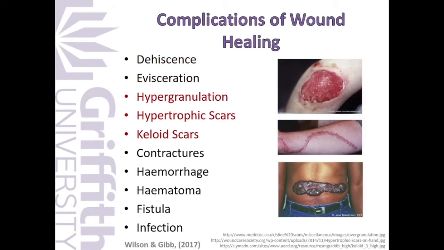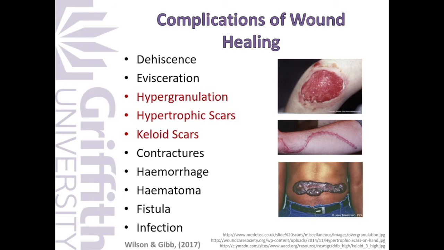So next we have hypergranulation, which is the very top picture, and this is an accumulation of granulation tissue, but this extends beyond the wound surface and often delays epithelialization. So like granulation tissue, as we mentioned before, this can bleed easily and is often seen around surgical incisions.